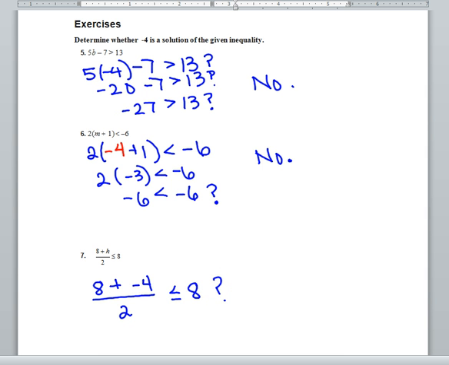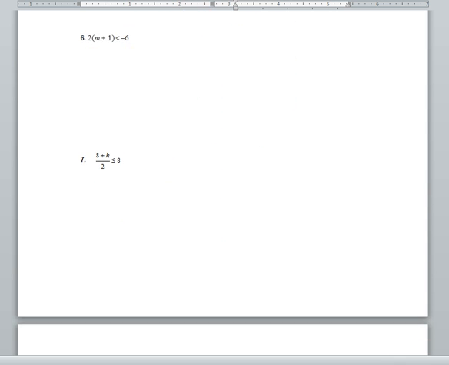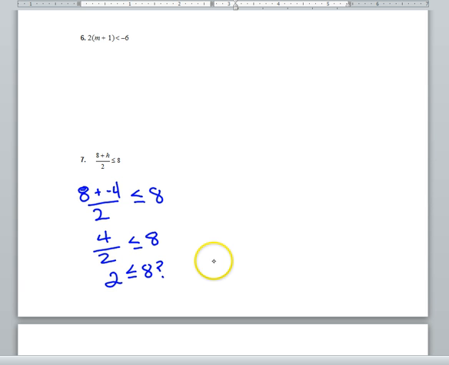All right, we need to do the numerator first. So 8 plus -4, sorry, I lost my writing, so I have to redo it, is going to be a +4 divided by 2. And 4 divided by 2 is 2. And then you have to ask yourself, is 2 less than or equal to 8? It is. So -4 is a solution to the inequality.